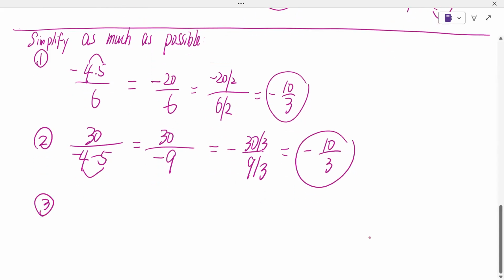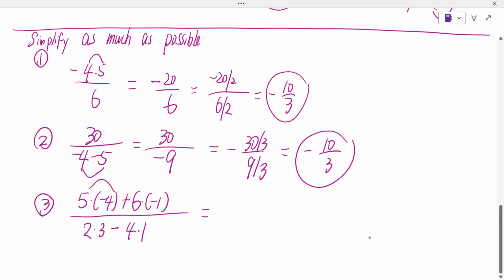And then the third one, let's say we have something like 5 times negative 4 on top plus 6 minus negative 1. That's the numerator. The denominator will be 2 times 3 minus 4 times 1. And you want to simplify this. So 5 times negative 4 is minus 20. 6 times negative 1 is negative 6, over 6 minus 4, that's 2, right? So it's minus 26 over 2. That gives us minus 13. Any question about this?